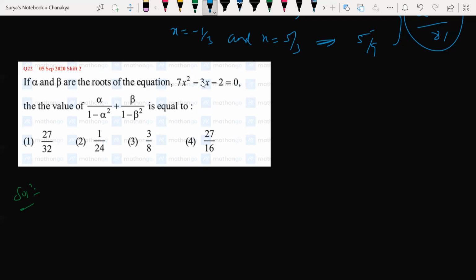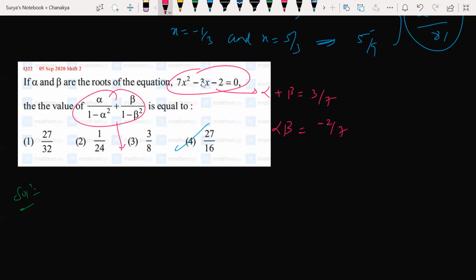Time up. So let me solve the answer. Option D is correct here. How? Check it. Look at this here. From this, what is alpha plus beta? Sum of the roots is what, beta? 3 by 7. Correct. Product of the roots is what? Minus 2 by 7. We need this one. Just simplify this.